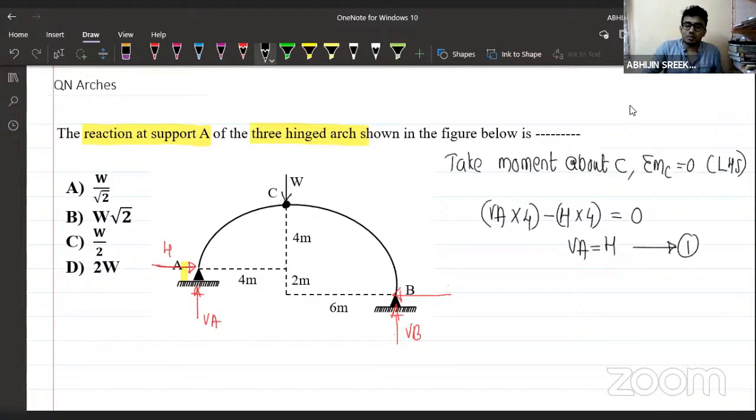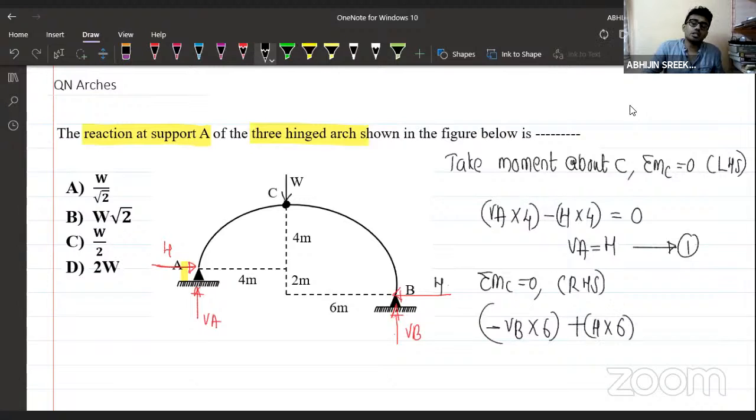And if I take sigma MC is equal to 0 again, but this time from the right hand side, what are the forces creating moment about point C? VB is creating some moment, but it is in the anti-clockwise direction. Let us say VB into 6 anti-clockwise. H here will be creating a clockwise moment about the point C. So H into 6 will be the moment, and the total moment will be equal to 0. Here also I can see that VB comes out to be H. This is equation number 2.